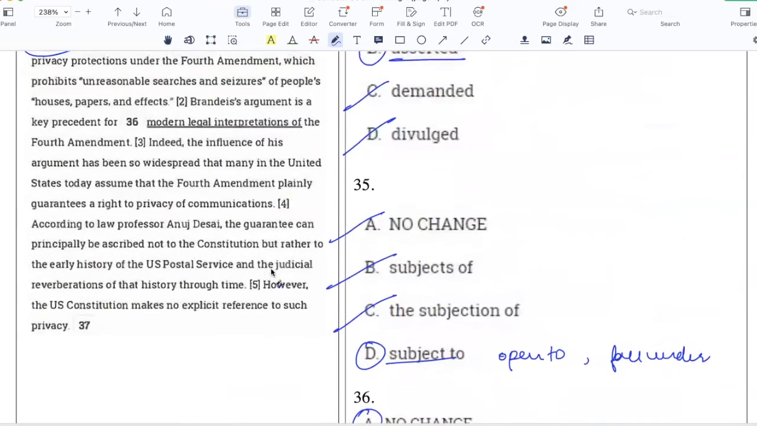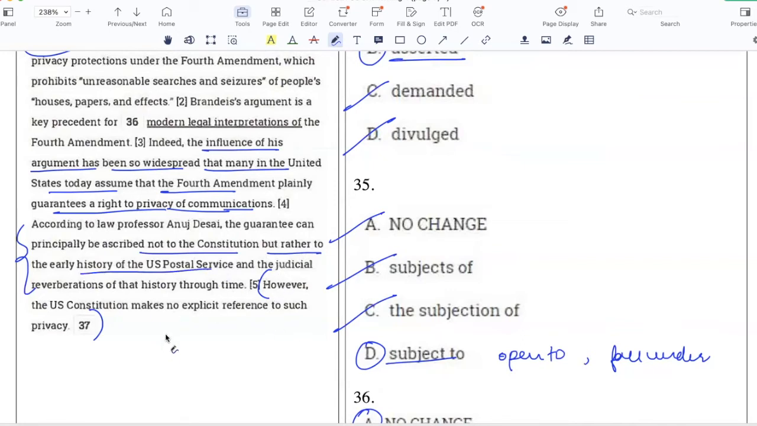So this is sentence 5. However, the US Constitution makes no explicit reference to such privacy. And if you think about it, here we are saying that the influence of Brandeis's argument is so widespread that many in the US assume that the Fourth Amendment plainly guarantees a right to the privacy of communication. So here I'm talking about how many people assume that the Constitution has a basis for a right to the privacy of communication. But then I'm explaining what Professor Anuj Desai says, that this guarantee is not ascribable to the Constitution, but to the history of the US Postal Service.